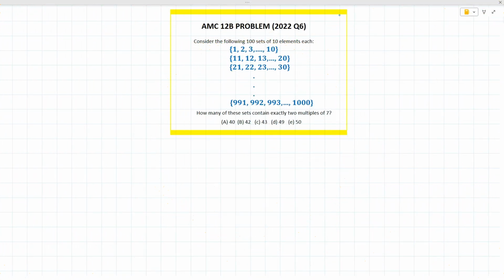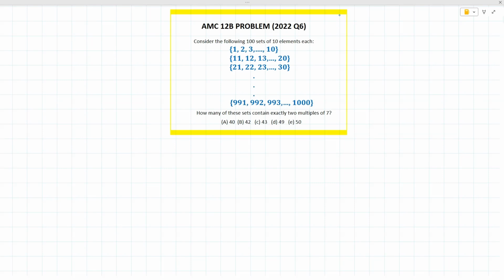Okay, so as mentioned, we do have 100 sets of 10 elements each, and in each one of these sets we have multiples of 7. So if you think about 1, 2, 3 up to 10, then 7 is contained, and then if you think about 11 to 20, then you have another 7 in there, and then between 21 and 30 you'll have 21 and 28, so you have 2 multiples of 7.